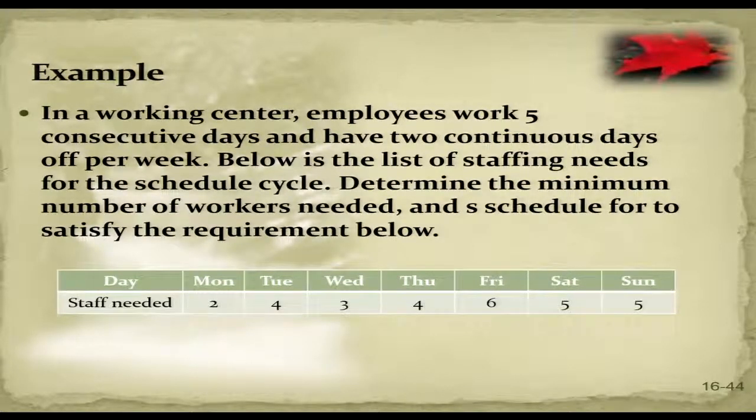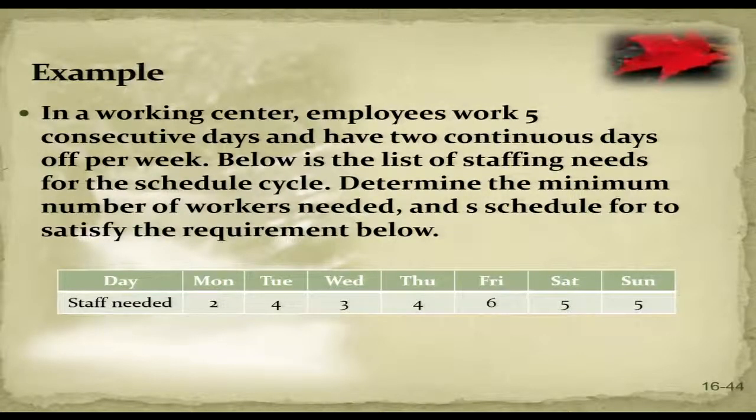In a working center, employees work 5 continuous days and have 2 continuous days off per week. Below is the list of staffing levels for the schedule cycle. We want to determine the minimal number of workers needed and the schedule to satisfy the requirements below. You can see here, it's probably like a supermarket, right? Friday, Saturday, and Sunday, we need the most people. Maybe a restaurant, let's say.